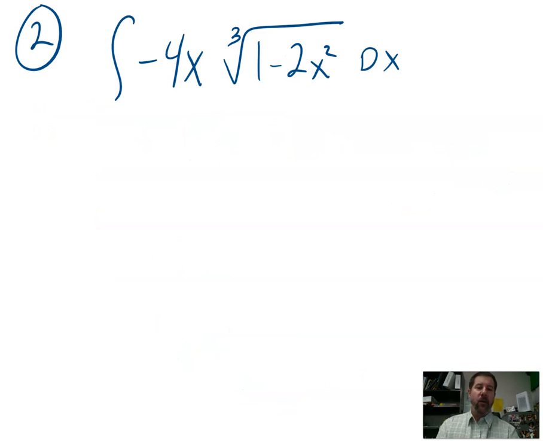Okay, here. Now we're going to try to take the antiderivative of negative 4x times the cube root of 1 minus 2x squared. Okay? And so again, I can't multiply that through. This is something we would have been stuck on before. We would not have been able to integrate this. So when we see things multiplying together, again, negative 4x times this thing, this is when you want to be thinking, oh, maybe let me try u sub.